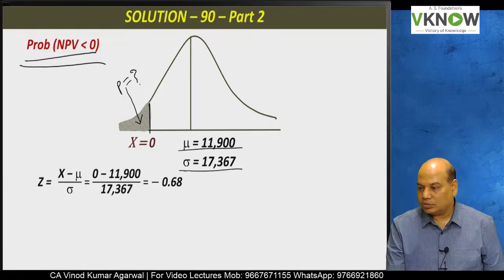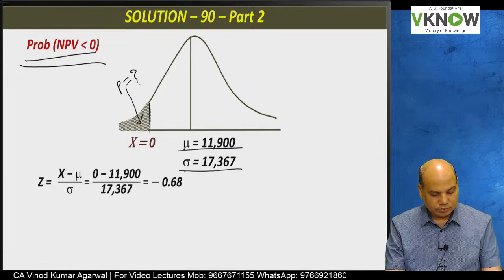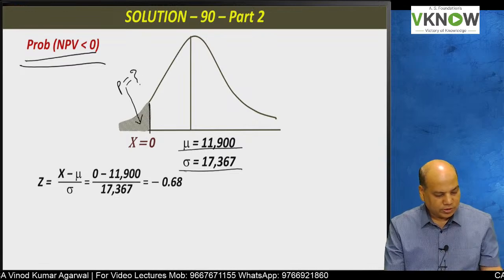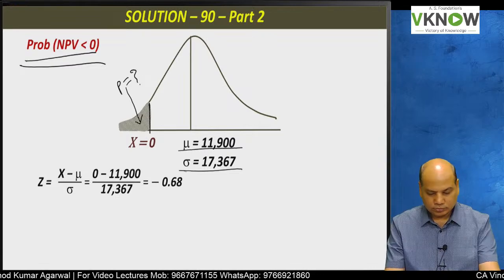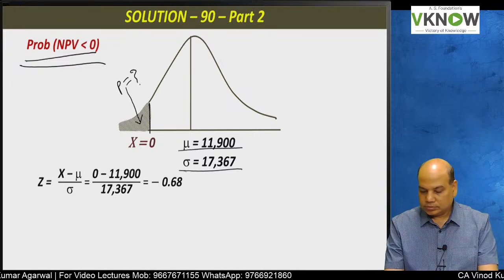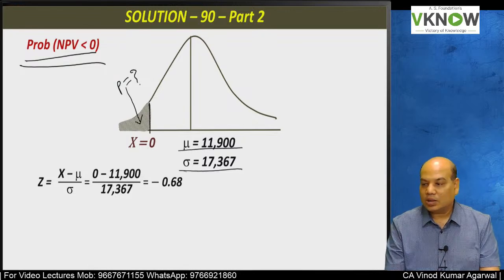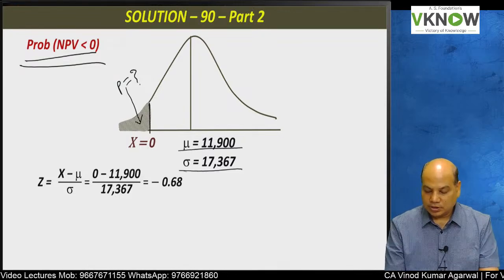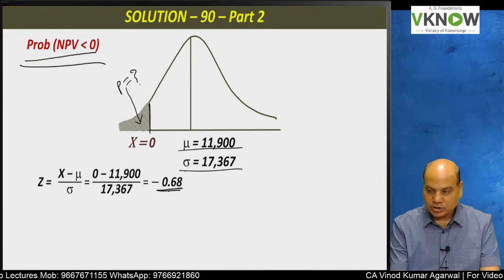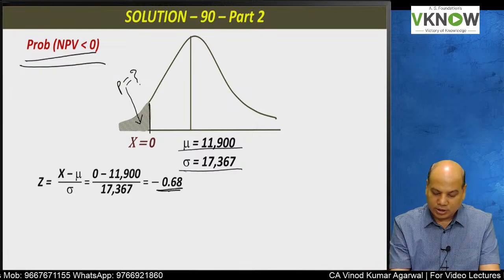Z is equal to x minus mu upon sigma. X is 0 minus 11,900 upon sigma 17,367. You are getting minus 0.68. Minus sign indicates you are on the left side of the mean.